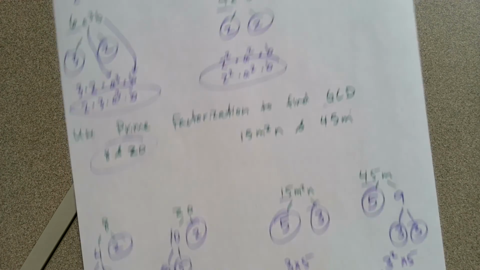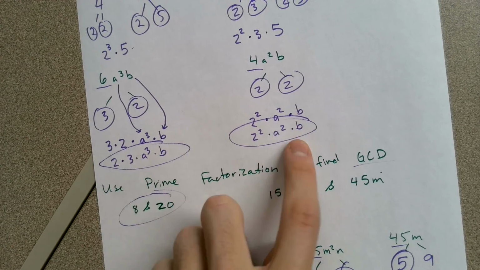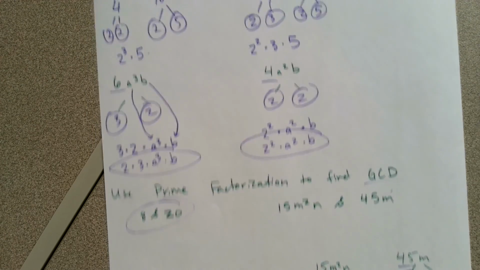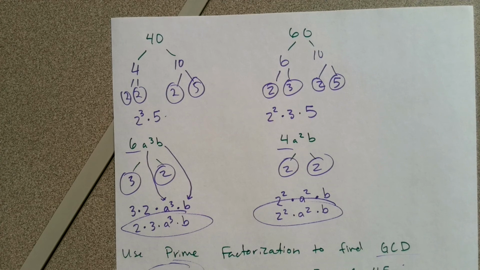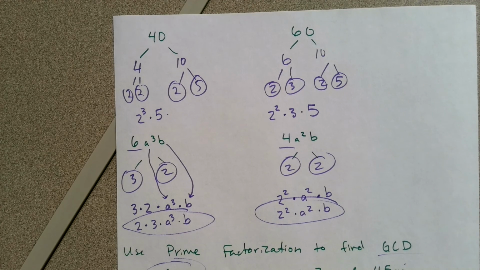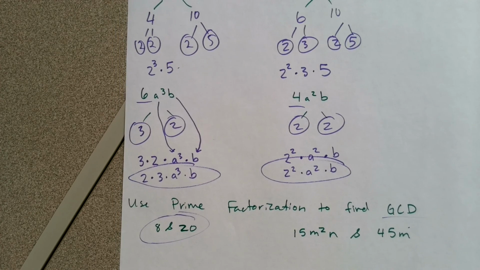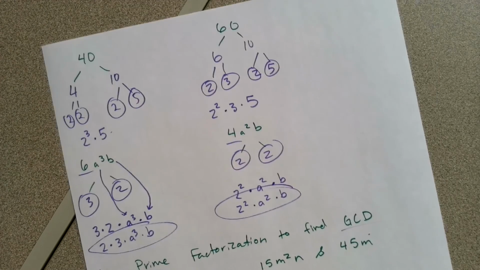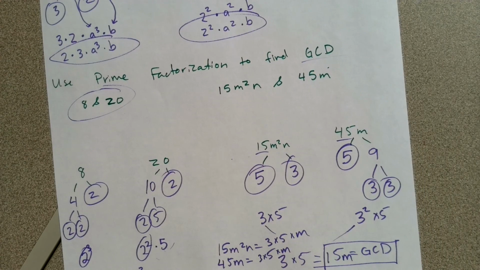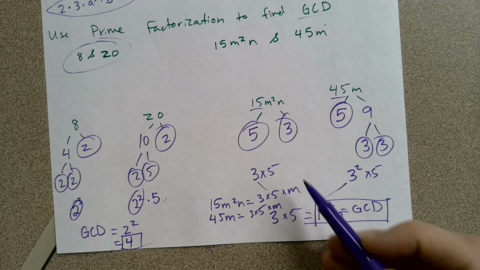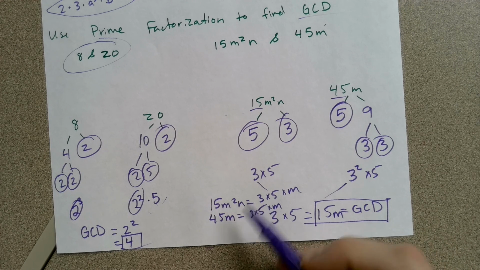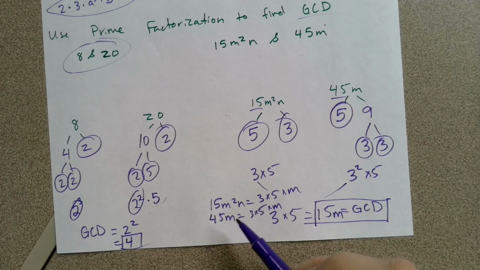Don't forget those variables. Go back and rewatch the variable video if you need to. It can help you out there. Finding those greatest common divisors, they shared that m in common. They shared the 3 in common, shared the 5 in common. Multiply all those together, we got 15m as the greatest common divisor.